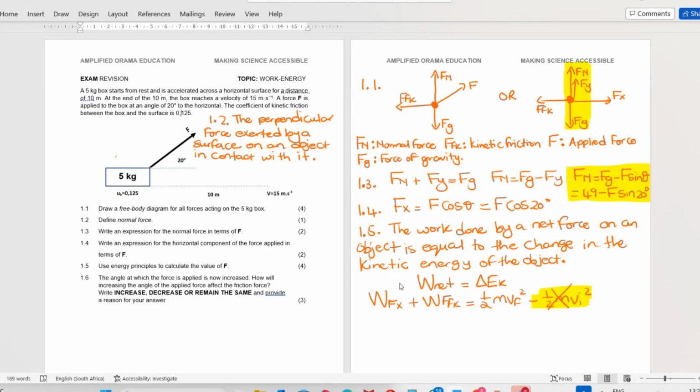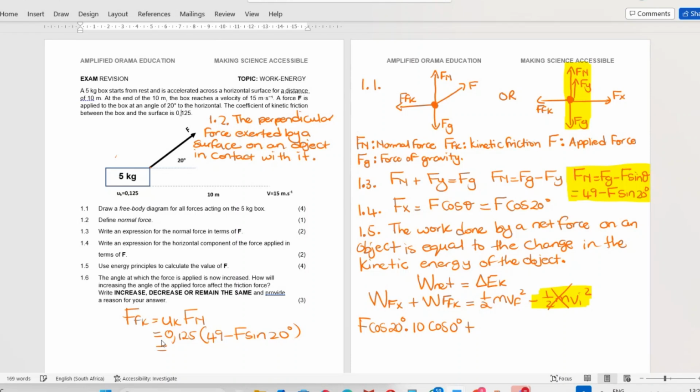And if that's the case, then the work done by Fx would be F cosine 20 degrees multiplied by 10, which is the displacement that the box covers, cosine 0 degrees, plus the work done by friction. Remember, we do not have an expression for friction yet. So to find an expression for friction, it would be Ffk equals μk multiplied by Fn. We do have μk, which is 0.125, and we do have an expression for Fn, which is 49 minus F sine 20 degrees.